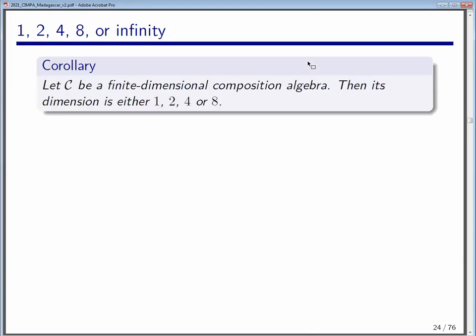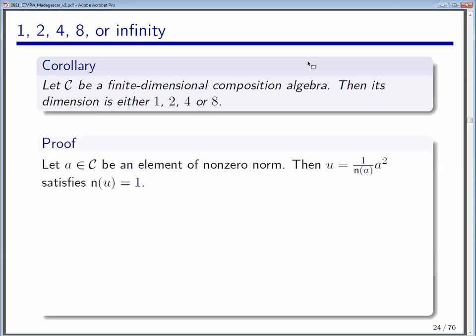Well, the result is that if a composition algebra, not necessarily unital, has finite dimension, then the dimension must be 1, 2, 4, or 8. There are no other possibilities. Okay? For Hurwitz algebras, what we know is that they are finite dimensional, and the dimension is either 1, 2, 4, or 8. For non-unital composition algebras, if the dimension is finite, it has to be 1, 2, 4, or 8. But the dimension can be infinite. Okay? So how do we prove this?